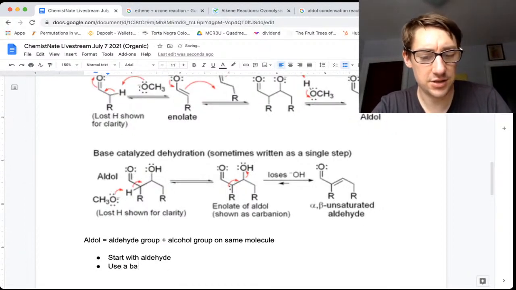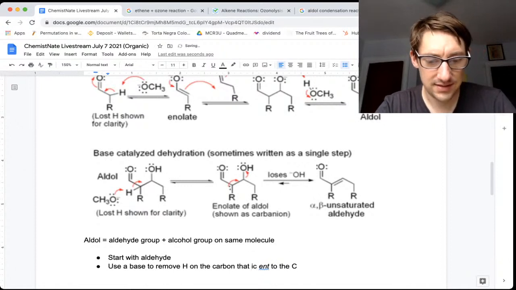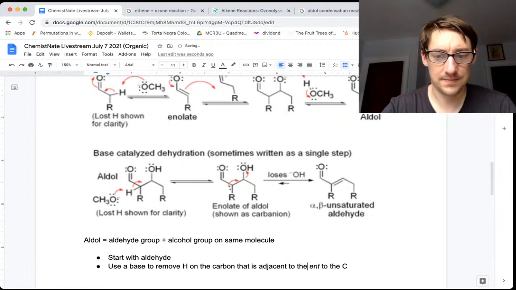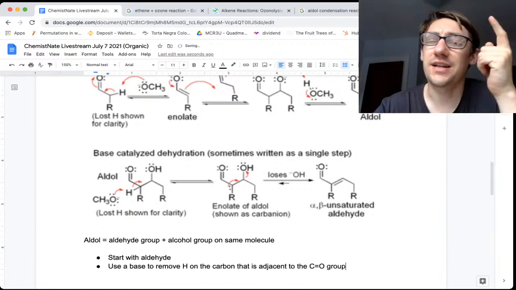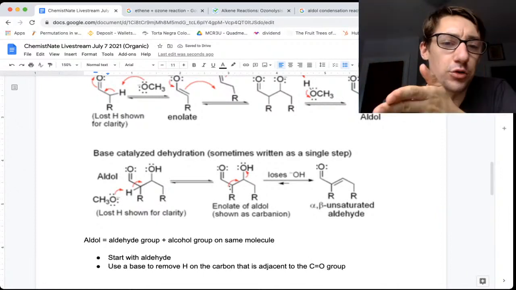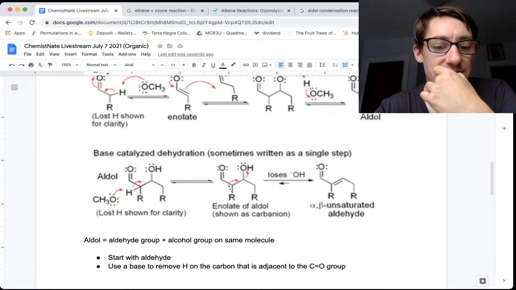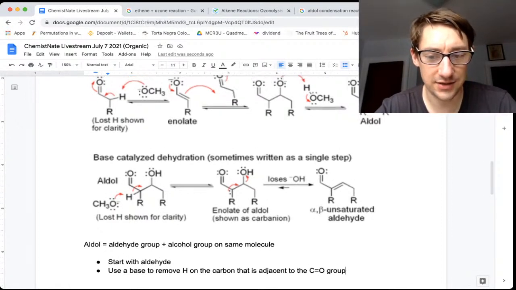Use a base to remove an H on the carbon that is adjacent to the C. Oh my lord, computer. I cannot get ahead of it, apparently. Okay. So you've got a CO group, and then you've got more of a carbon chain, and you have a hydrogen on that next carbon. You've got to use a base to remove that H that is adjacent to that group.